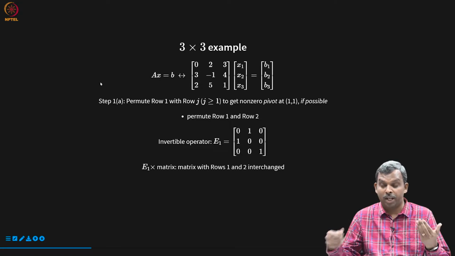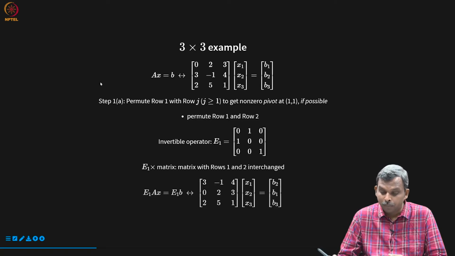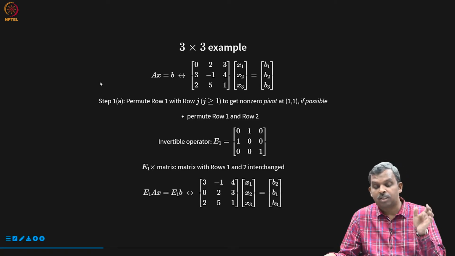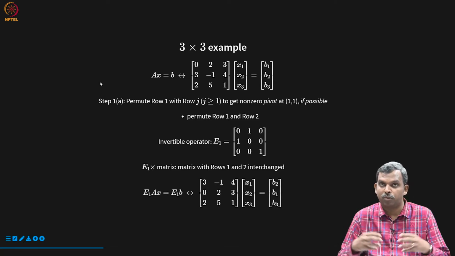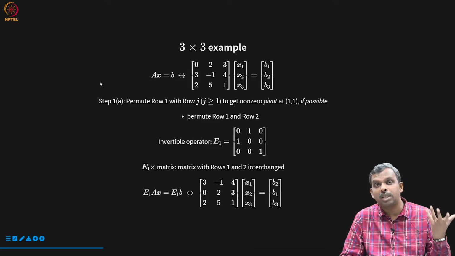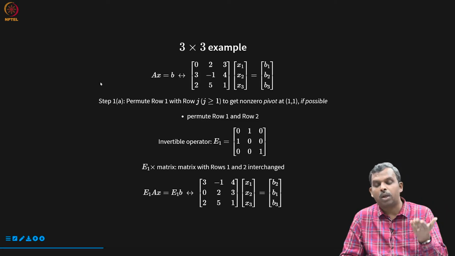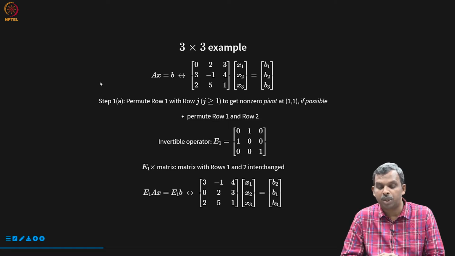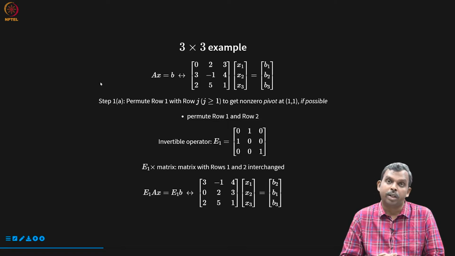Okay. And what will I do now? I will take this E1 and multiply both sides of this equation, Ax equals b, to transform this equation into another form. So if I do that, I have, instead of Ax equals b, E1 Ax equals E1 b, but since E1 is invertible, I know it's exactly equivalent to Ax equals b. If I solve this new equation, I can do the old equation also.